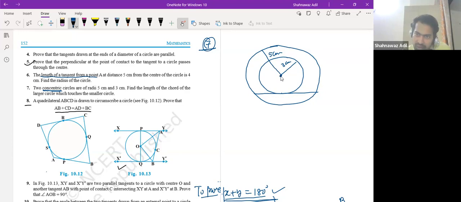Yes, sir. So you guys know that this angle is how much? 90 degrees. And this is the radius, how much is that? 3 centimeters. And how much is this? 5 centimeters. So this is 5 centimeter, and this is also 5 centimeter. So if we calculate one part, then we can multiply by 2 and get the other part.